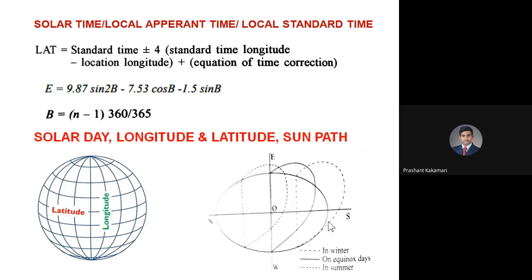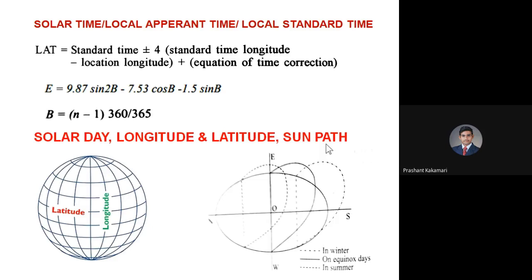That day we should know to find the B value: B equals (n minus 1) times 360 by 365. Once you find this B value, I can substitute it in the equation of time correction. This time correction also varies from 0 to 15 minutes, so there will always be an error. Why? Because if you see the sun path in the last sketch at the bottom, on the equinox day the correction is almost 0.